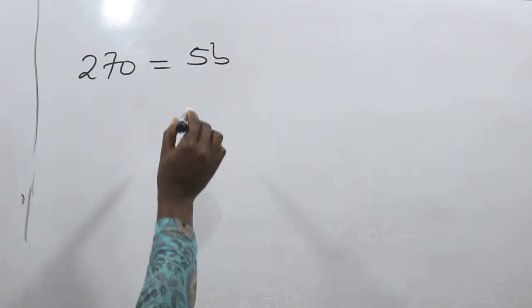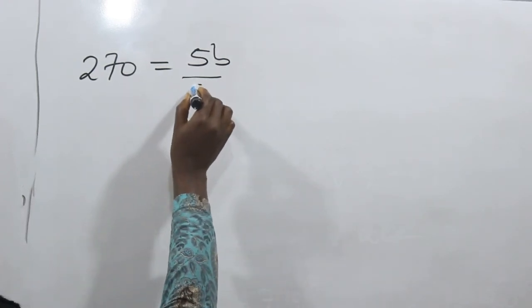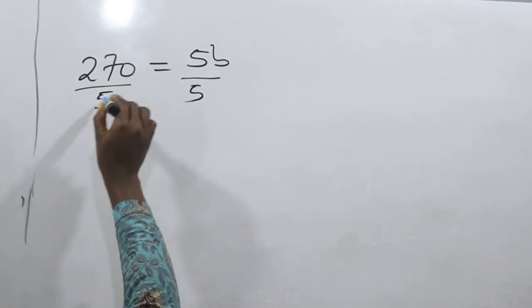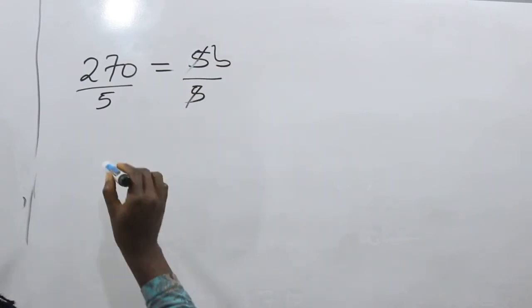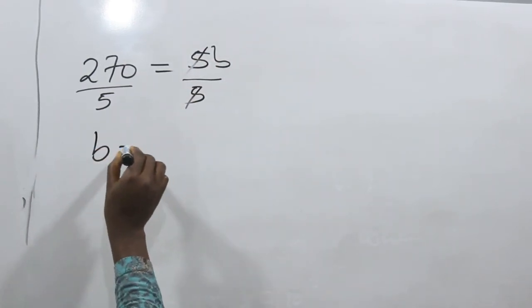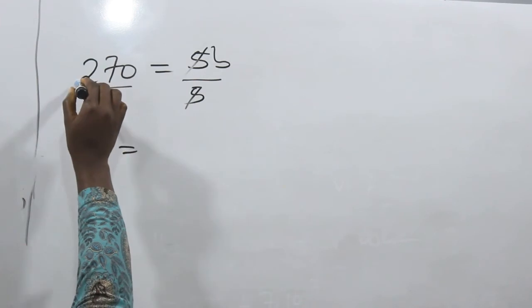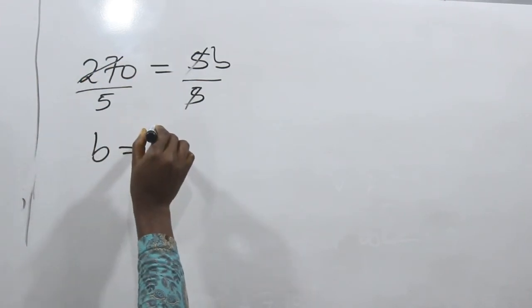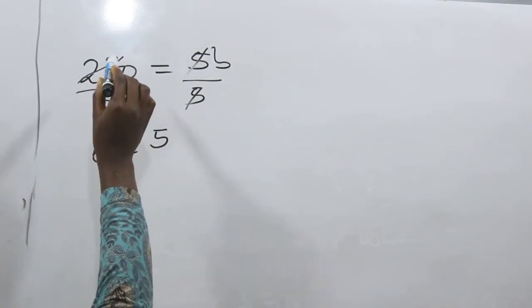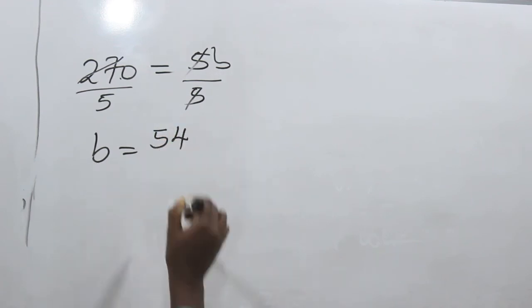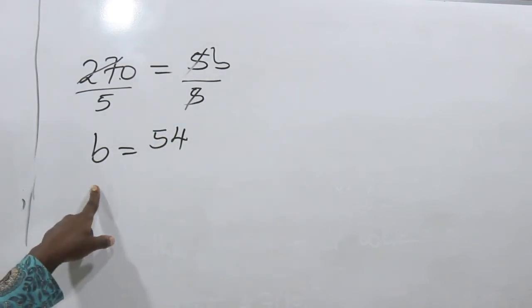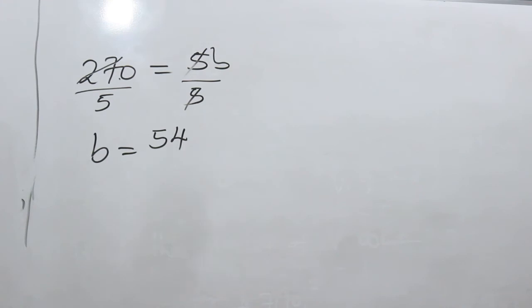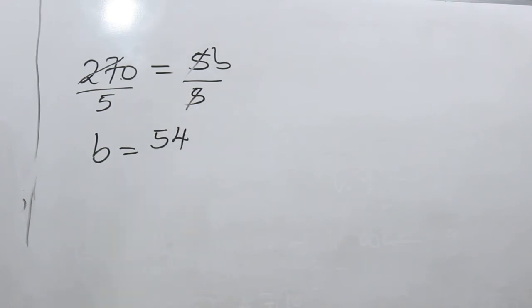Remember, we are looking for B. We divide both sides by 5. 5 cancels. So our B will be equal to, let's divide it: 5 into 27 is 5, remainder 2, 5 into 20 is 4. Therefore, the value of our B is 54. That is one of the constants. Then we need to get the second one, which is A.